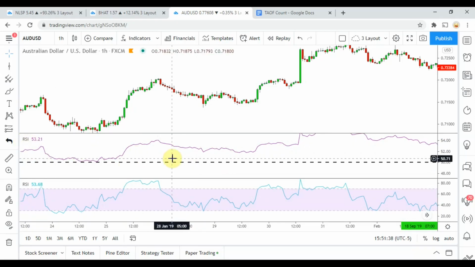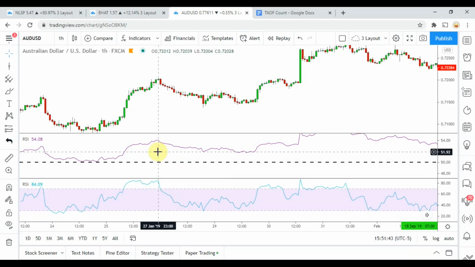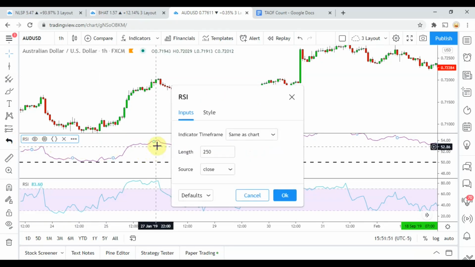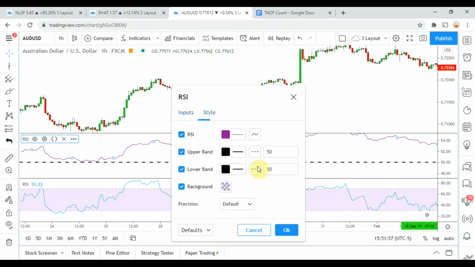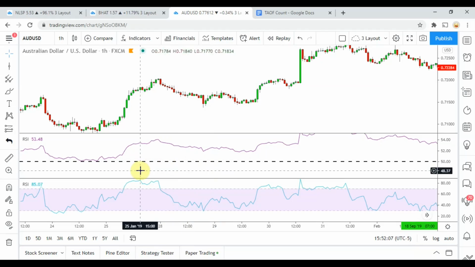So the first setup is that we're going to take the RSI and use it to determine overall trend direction, which I thought was a very interesting way of doing things. Basically, we take the RSI and put it on a length of 250. Then we change the upper band and the lower band to 50, basically creating a 50 line dash right there in the middle.